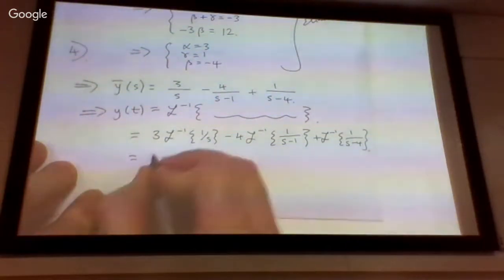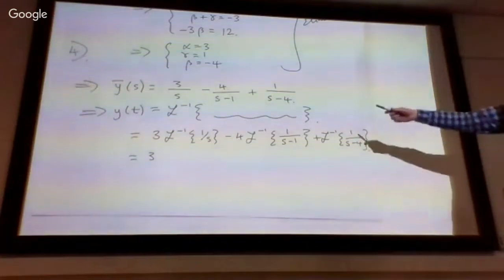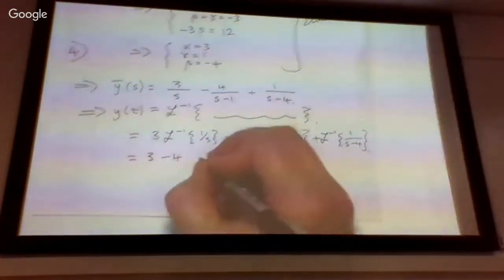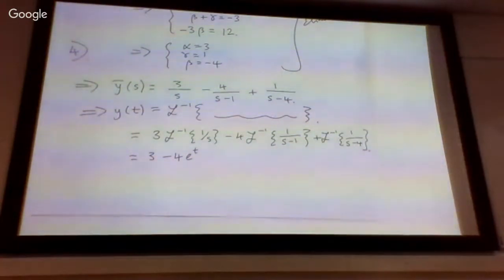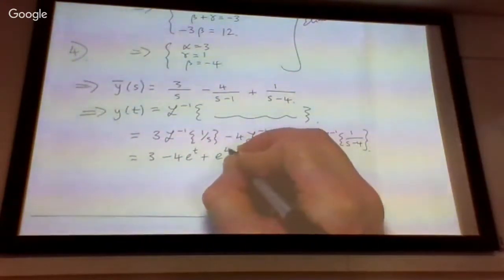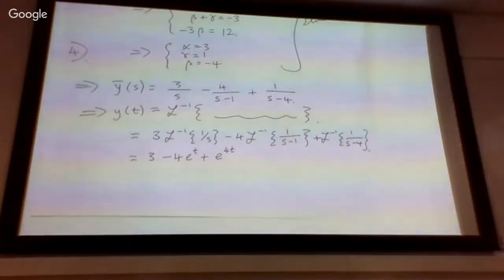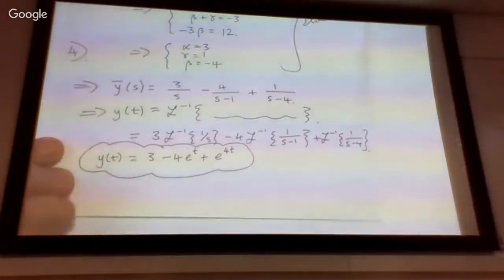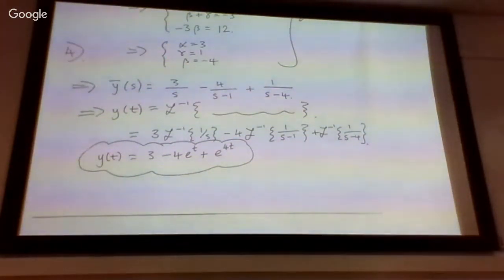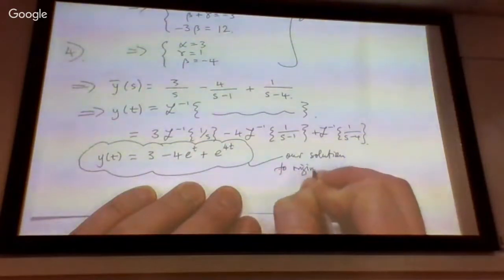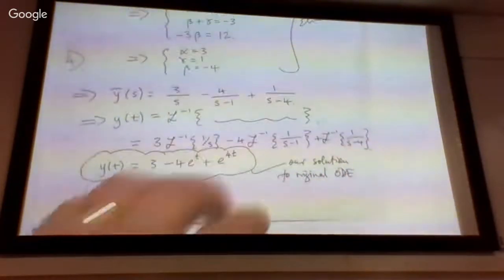The inverse transform of 1 over s is just the constant 1. So that just gives me the term 3. The inverse transform of 1 over s minus 1, some kind of exponential, is e to the t. The inverse transform of 1 over s minus 4 is e to the 4t. And what we're looking at there is the solution, the required solution to the original ODE. That's our solution to the original ODE that we set out at the head of the problem.